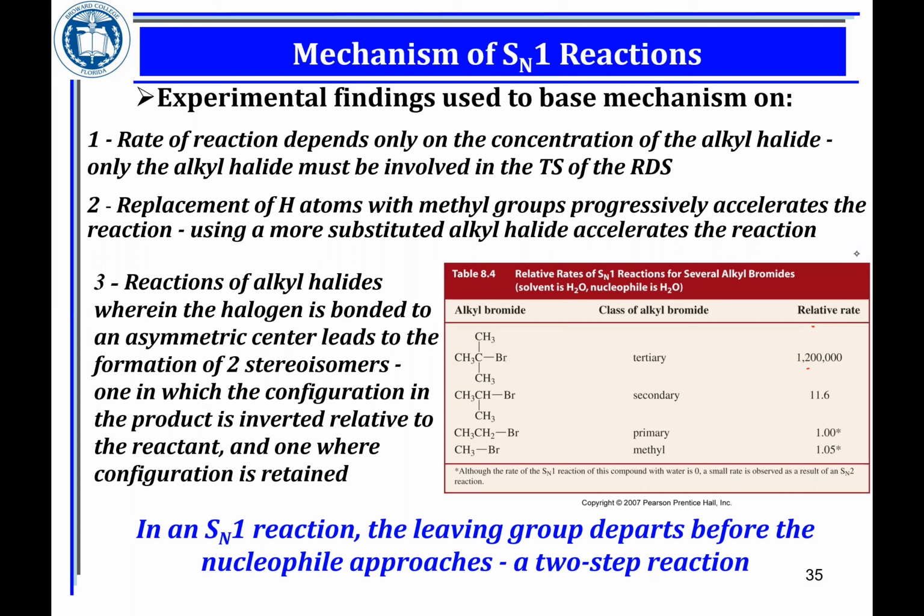Okay. So you see this other set of data shown in this table: your tertiary is going much faster than the secondary, and then secondary much faster than the primary, because the mechanism of the reaction now is different. It is not SN2 anymore. This is an SN1 reaction. In an SN1 reaction, you have tertiary much faster than secondary than primary, because the mechanism of the reaction is different.